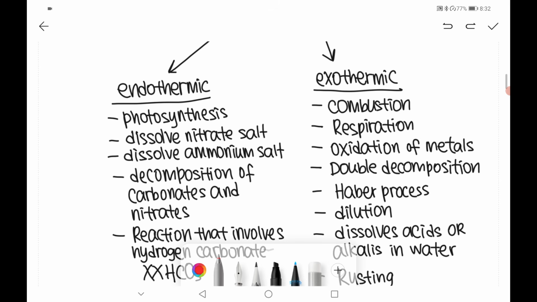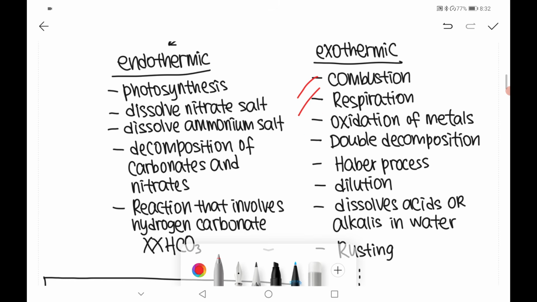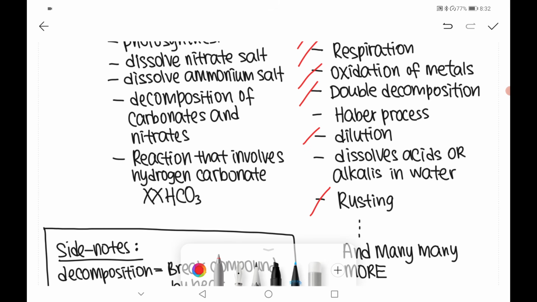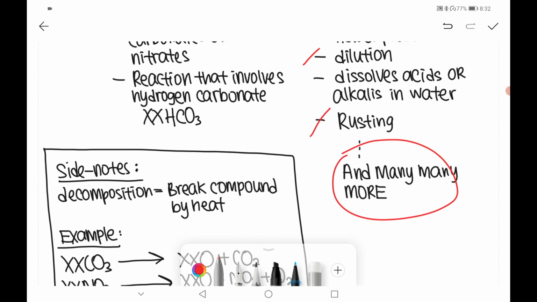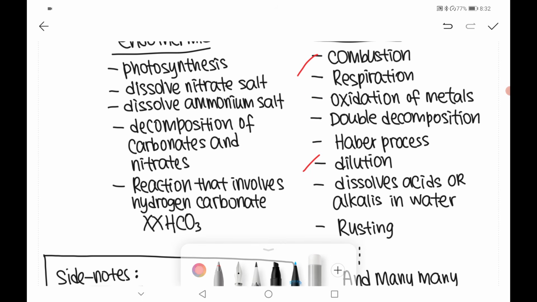For exothermic reactions, we have a lot: combustion, respiration, oxidation, double decomposition, dilution, rusting, and many more. So now the question is, should you memorize all these examples? You have a choice whether you want to memorize or not.